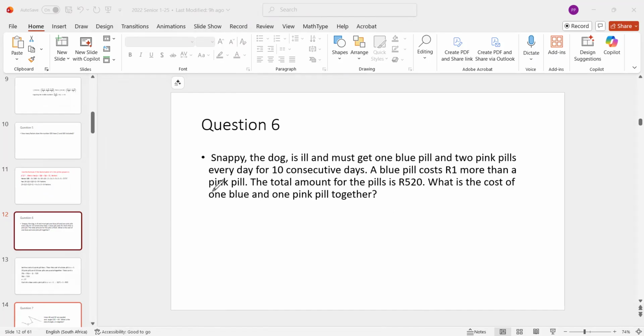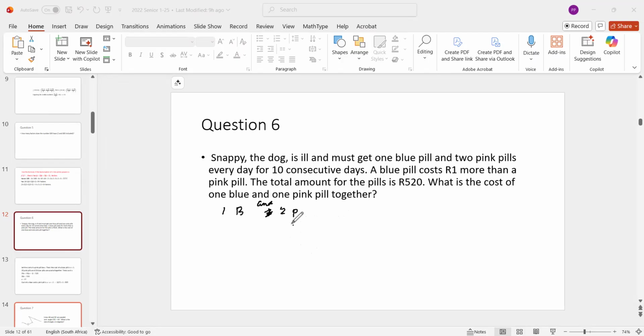Snappy the dog is ill and must have 1 blue pill and 2 pink pills. So the dog has 1 blue plus 2 pink for 10 consecutive days. Okay, so each day it has this amount. A blue pill costs 1 rand more than a pink pill. So the pink pill price is not given.